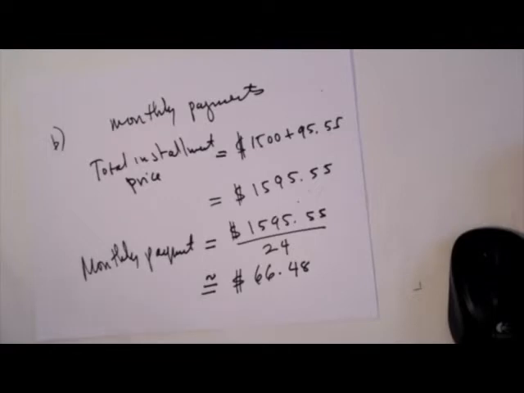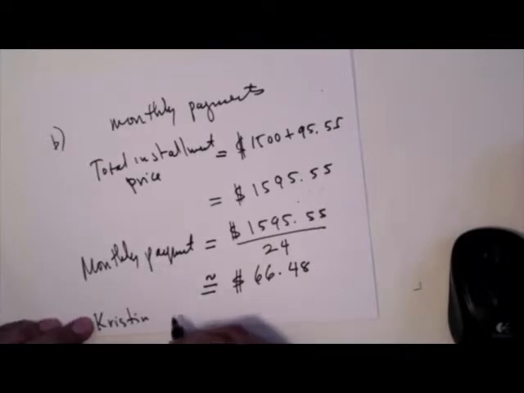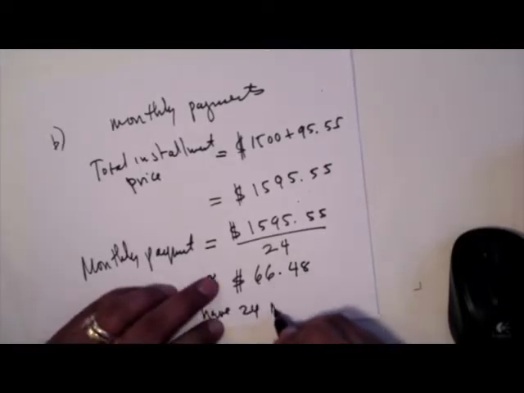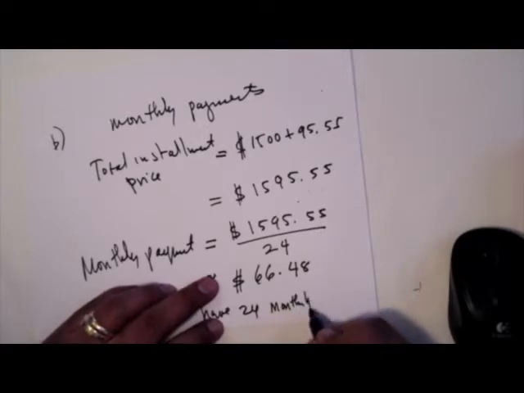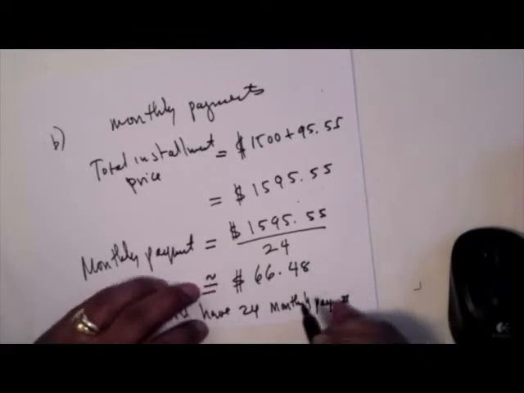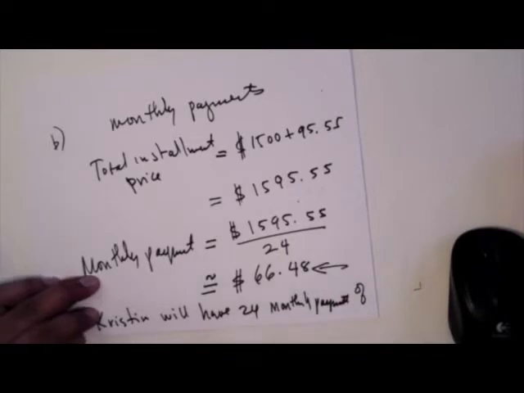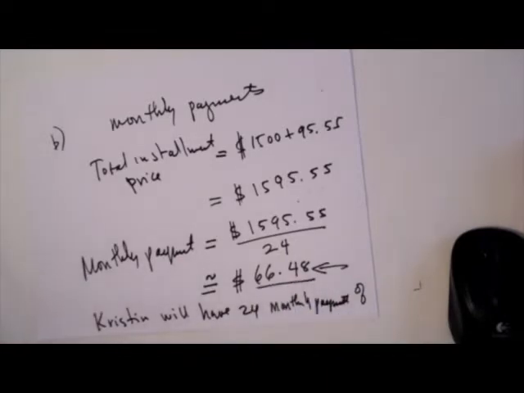So this means that Christine will have 24 monthly payments of $66.48. This is the way to solve this problem. Let's go over again what it is that we need to do.